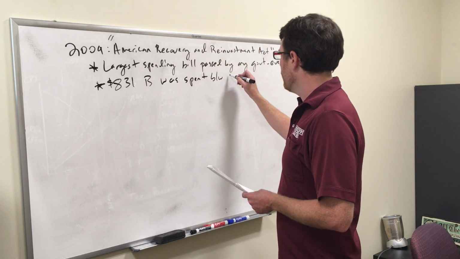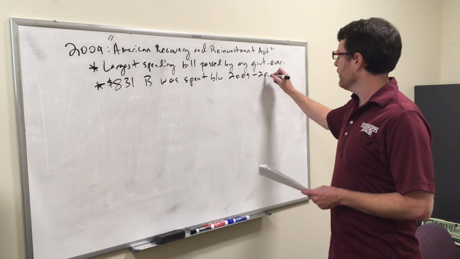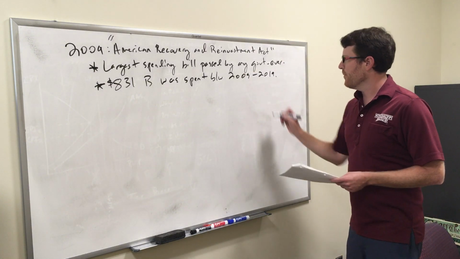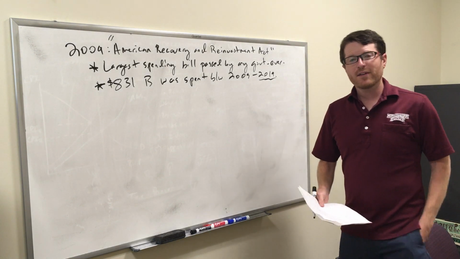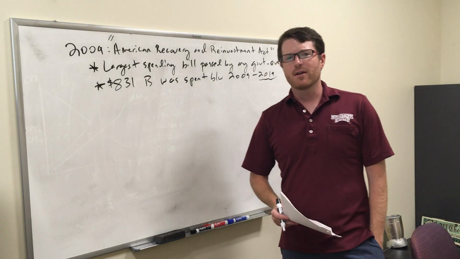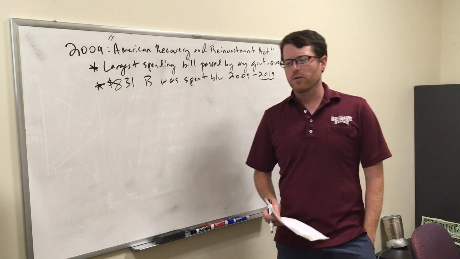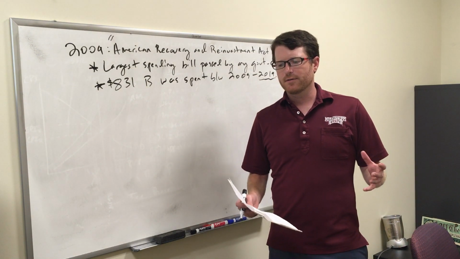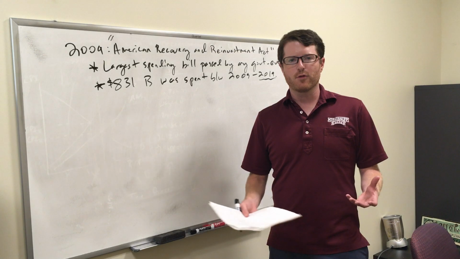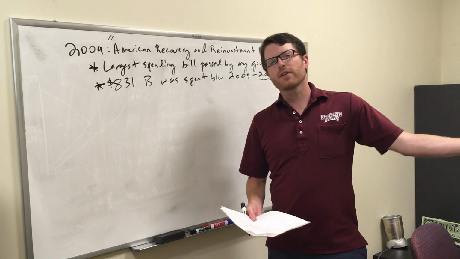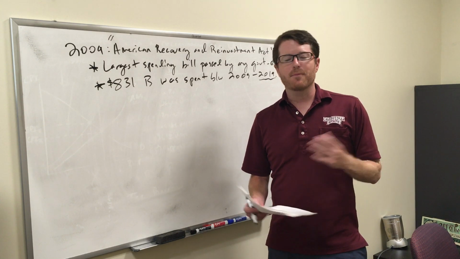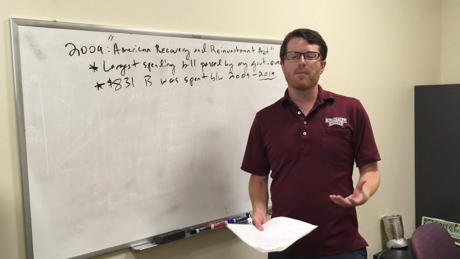And the goal was to spend it between 2009 and 2019. So some of the projects here actually haven't been completely finished yet. In fact, some of the projects haven't even started. One of the projects in this bill was to create a very fast railroad, essentially a light rail, between Los Angeles and Las Vegas. And that project hasn't even started. It may not even happen.